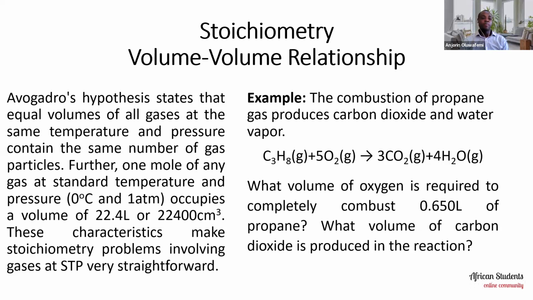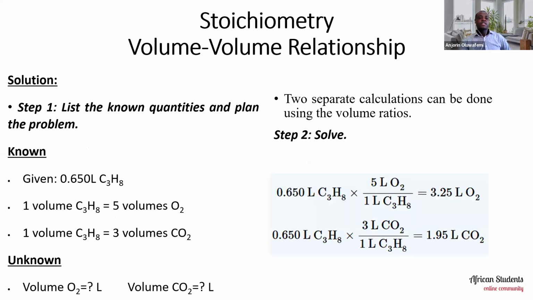Now, let's look at an example: the combustion of propane. Propane is an organic compound. The combustion of propane gas produces carbon dioxide and water vapor, based on the equation that you can see there below. So the question is, what volume of oxygen is required to completely combust 0.650 liter of propane? What volume of carbon dioxide is produced in the reaction? Okay, so let's look at it and solve this problem stepwise now.